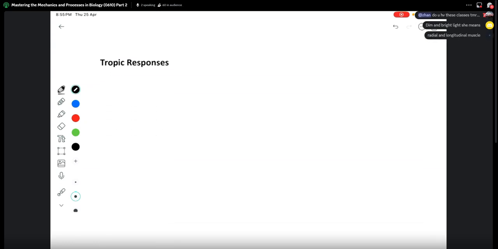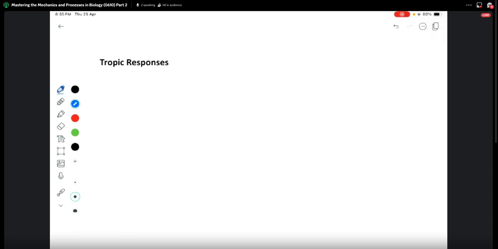So tropic responses is basically it involves the hormone auxin. Auxin is the main hormone for the growth of plants. It's known as a plant hormone, which allows the shoot to grow.